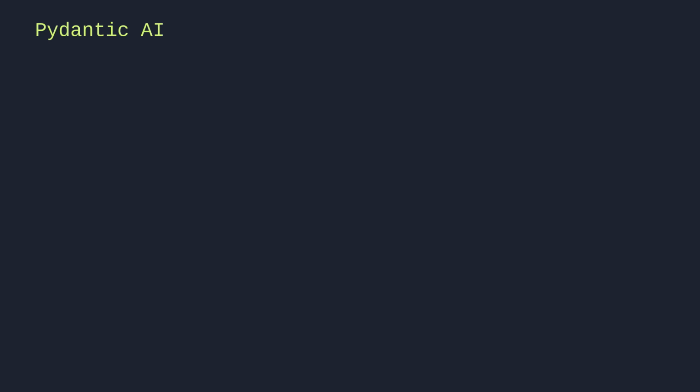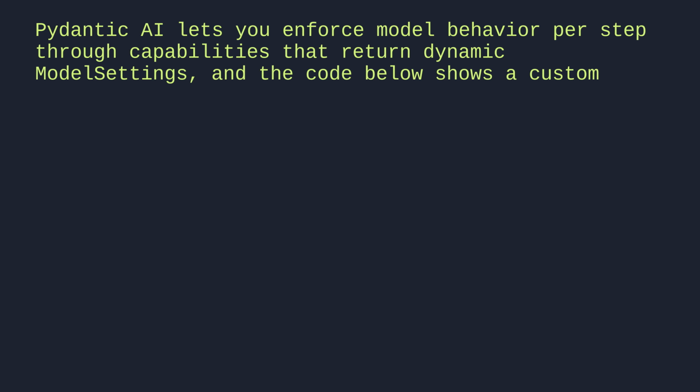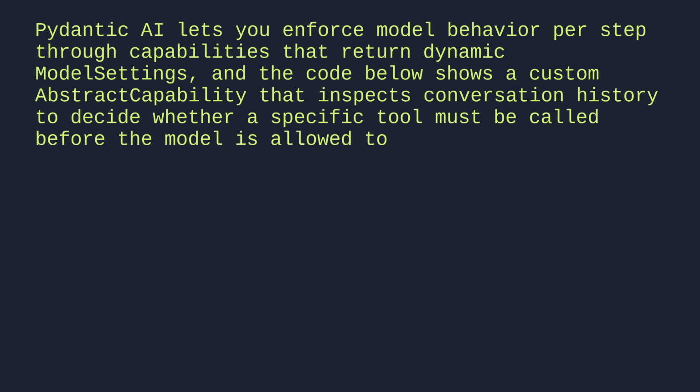Pydantic AI lets you enforce model behavior per step through capabilities that return dynamic model settings. The code below shows a custom abstract capability that inspects conversation history to decide whether a specific tool must be called before the model is allowed to proceed.